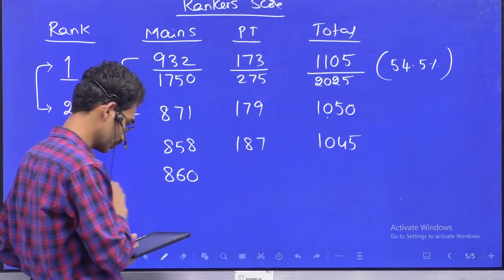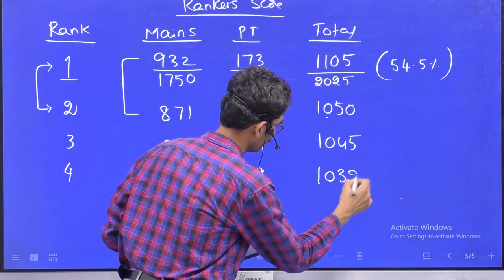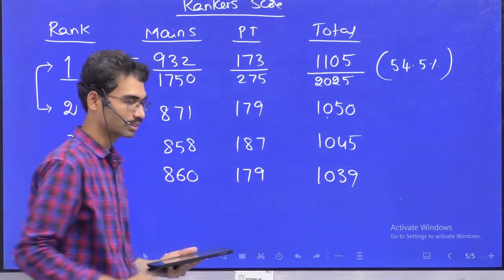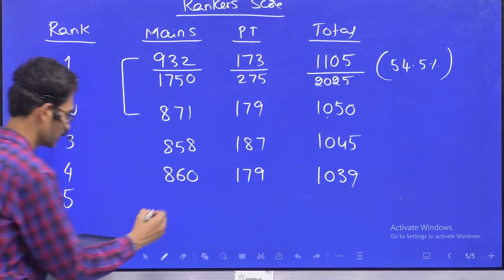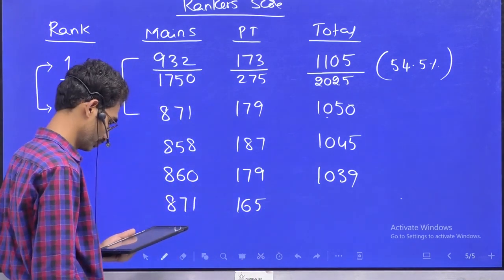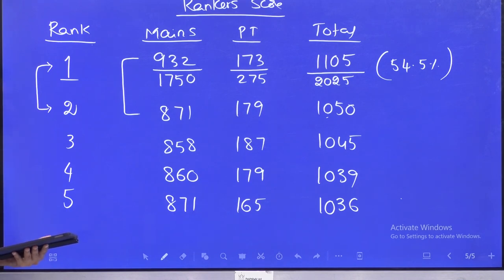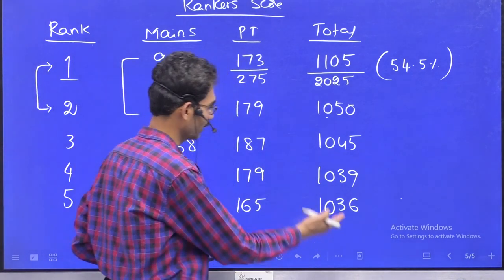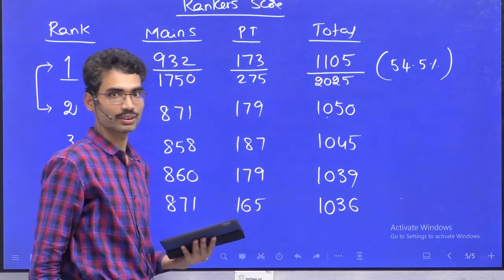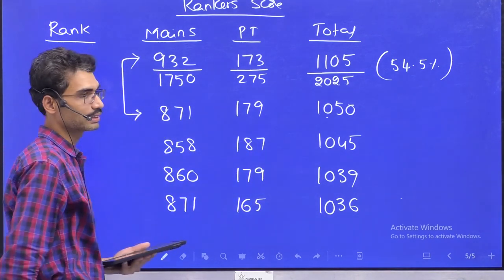And here, fourth ranker, 179, and total score is 1039. You see here, second and third, only 5 marks difference. 45, 39, 6 marks difference. Fifth, 871 and 165 and 1036. Again, just 3 marks difference, 6 marks difference, 5 marks difference, but 55 marks difference. You see where this huge margin is there in the mains examination.